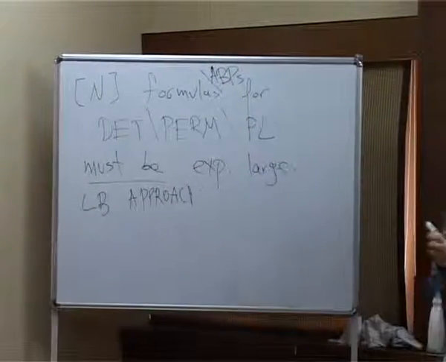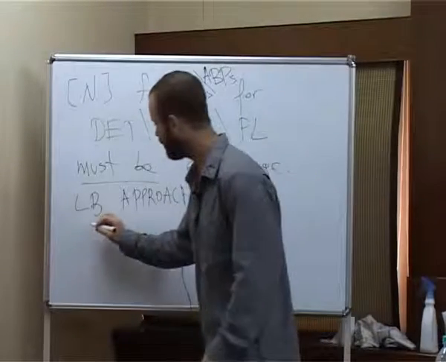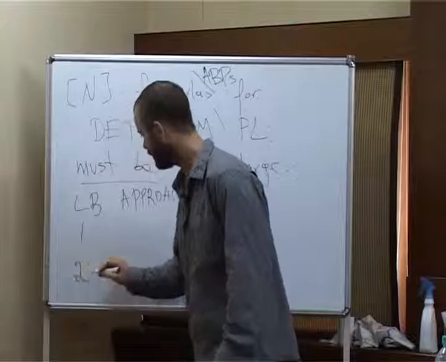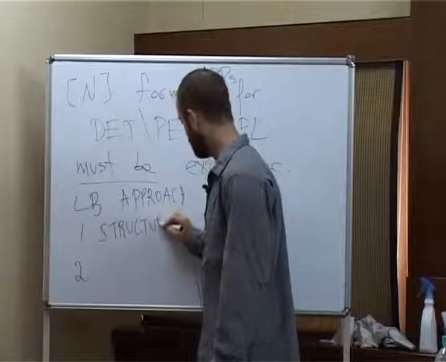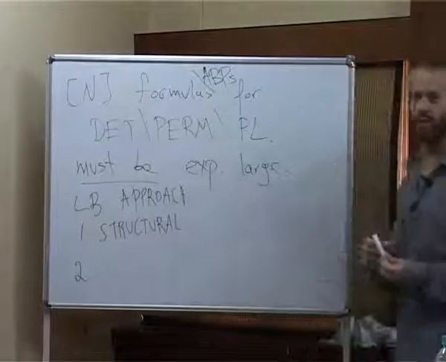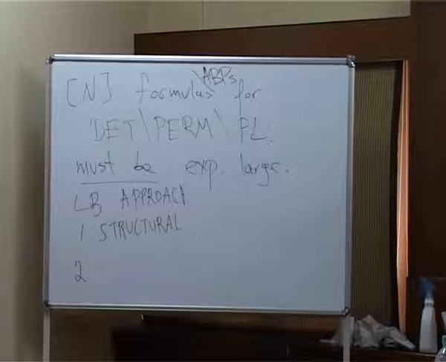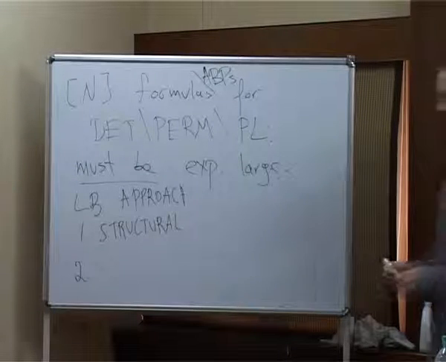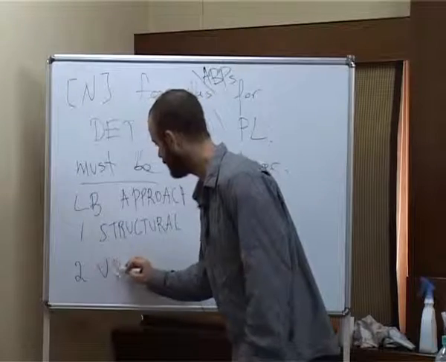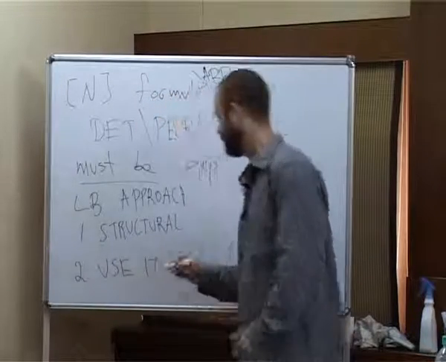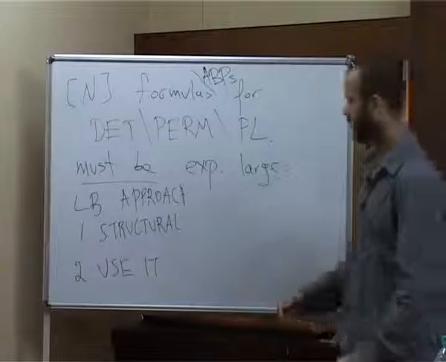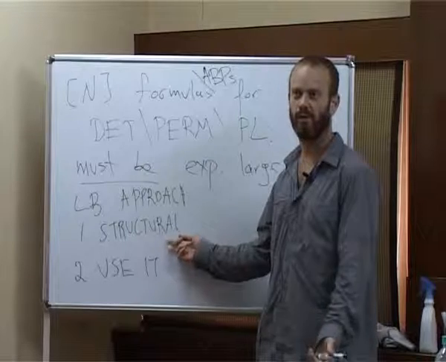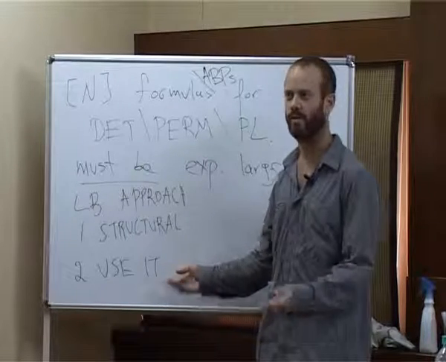So as we have seen in all the lower bounds so far, this approach will have two parts. The first part is structural. We will find some structure that we want to use in the second step. So we will find some structure and use it to prove a lower bound. And we have some structure we can find, but we have no idea how to use it.